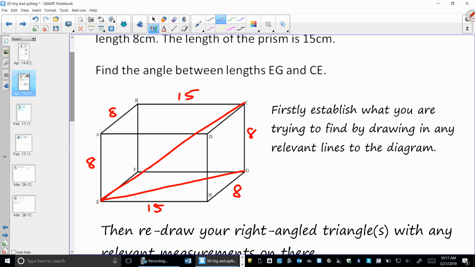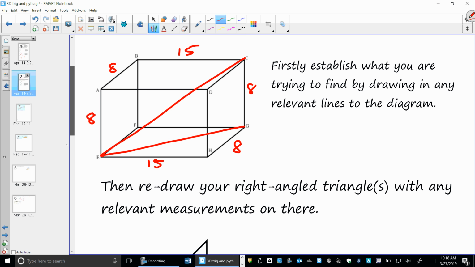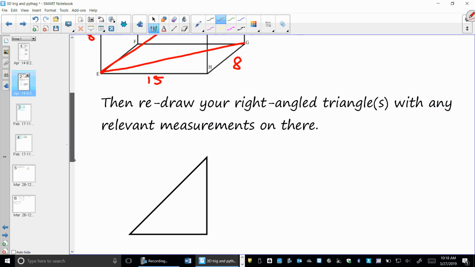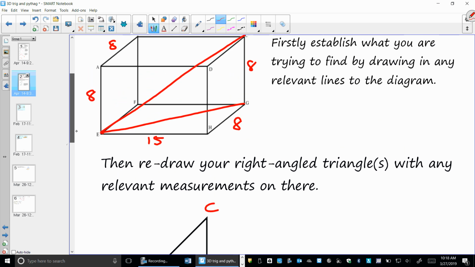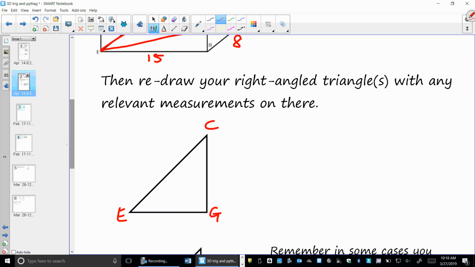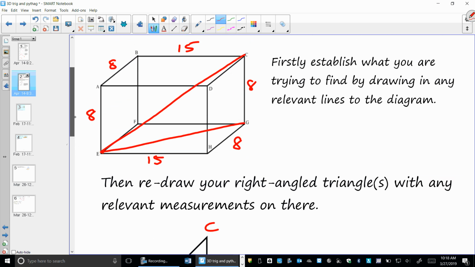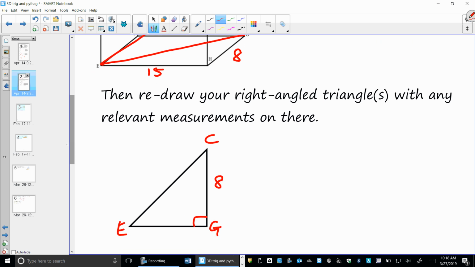Okay. Right. So we're happy that that's what we're trying to find. So let's label what we're actually trying to find. We've got CEG forming our triangle. So CEG. Do we all see that this bit here, the CGE, would be our right angle? Okay. Do we know any information? So CG, we know is 8. We don't know EG though, because that goes down diagonally. And they're trying to find this angle here.